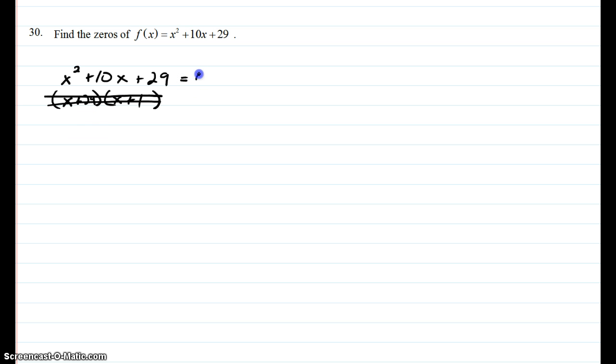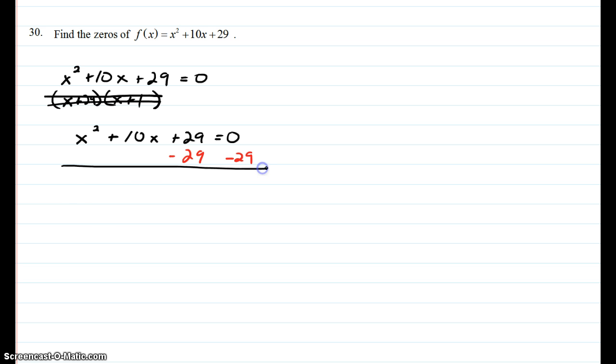And so if factoring doesn't work, then you have a couple different choices. You could complete the square, or you could use the quadratic formula. Now, since this middle term is even, I'm going to choose to complete the square. Also, since there is a 1 in front, it's another good problem to complete the square on. So let's move that 29 to the other side. And so now we get x squared plus 10x, leave a blank, equals negative 29.